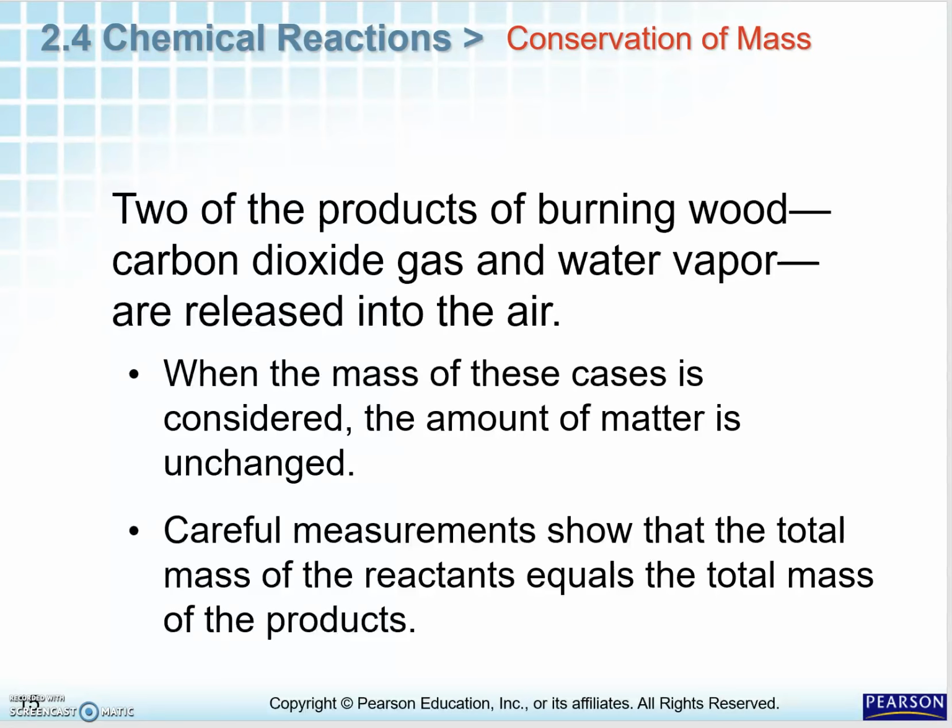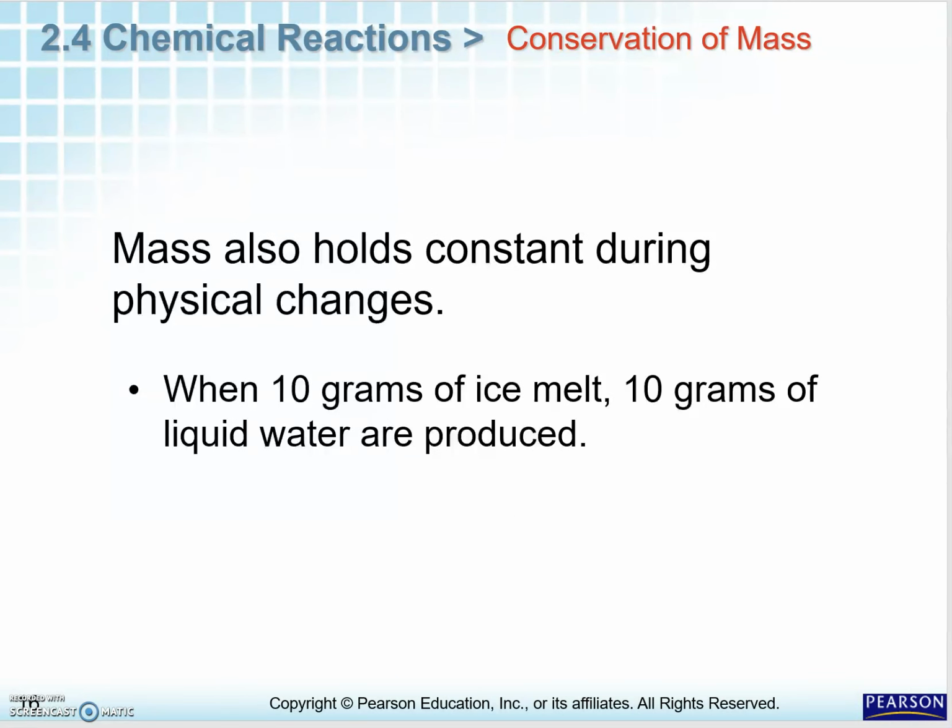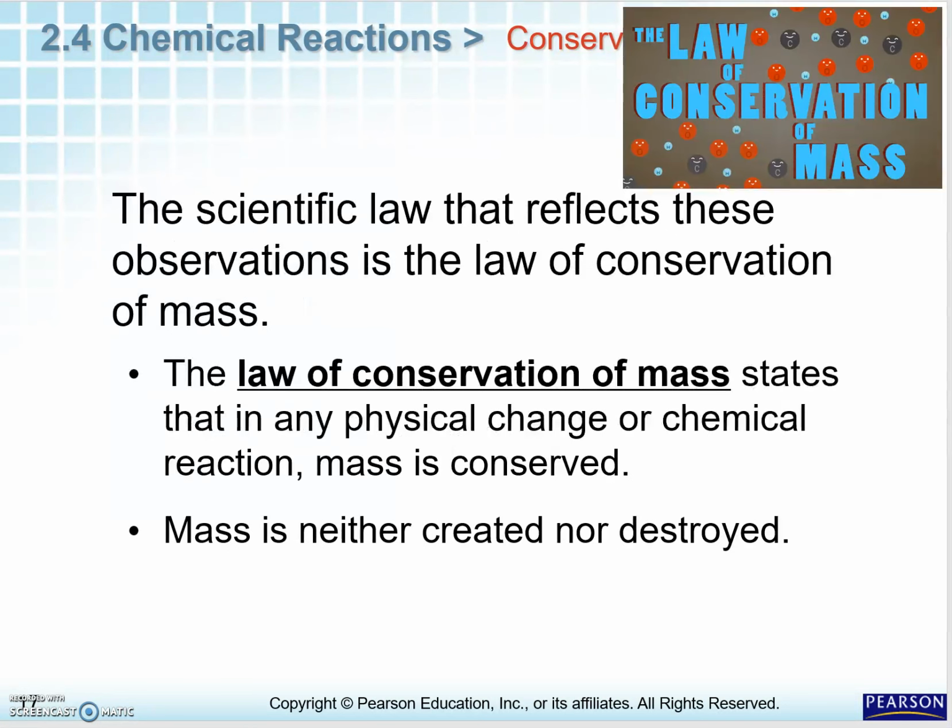After some careful measurements, the total mass of the reactants equals the total mass of the products. This is true for both physical and chemical changes. For example, if you were to take 10 grams of ice and melt it, you would get 10 grams of liquid water produced. This is true because of the law of conservation of mass. This states that in any physical or chemical reaction, mass is always conserved. It cannot be created nor destroyed.